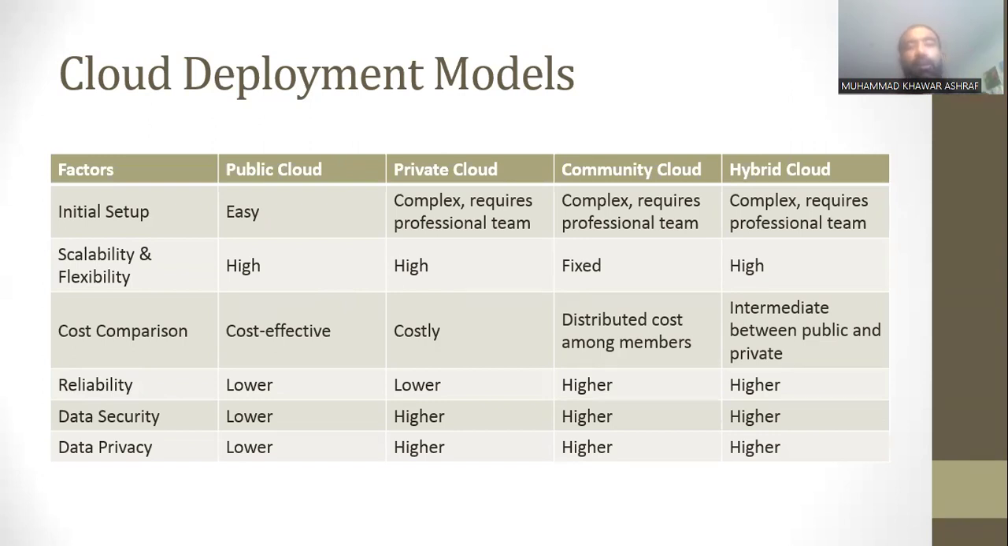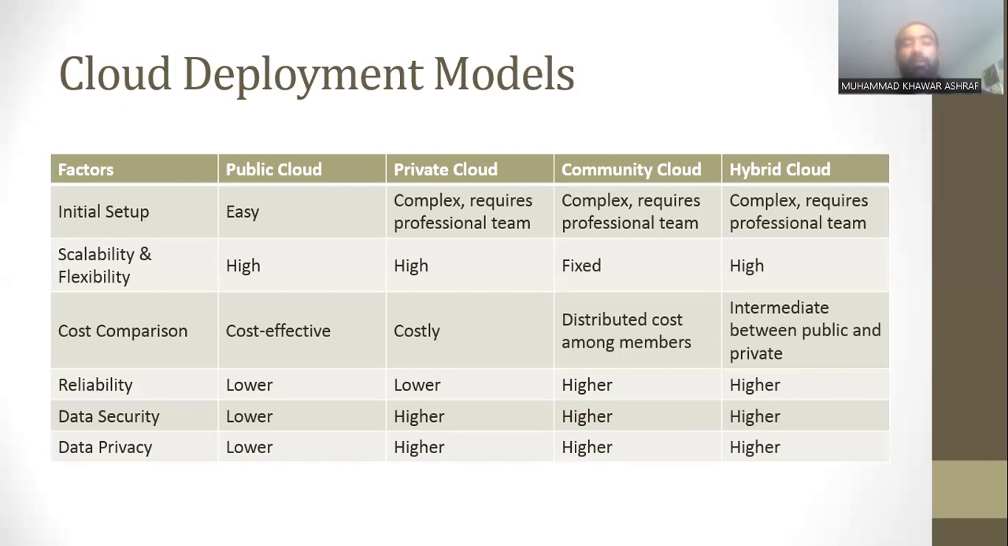We can see different factors on the left-hand side, like the initial setup, scalability and flexibility, cost comparison, reliability, data security, and data privacy. So, against all these factors, we have listed the relative points that have been associated with each cloud model. If we see the most important points from here, the most important points are the scalability and flexibility, and it is really high in the public cloud, private, and hybrid cloud.